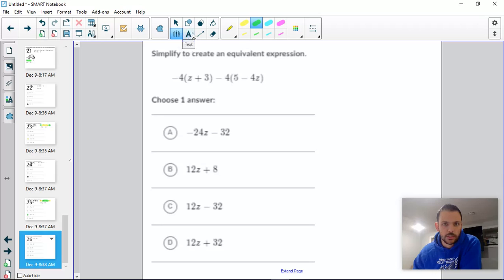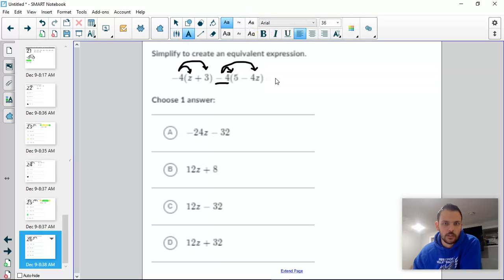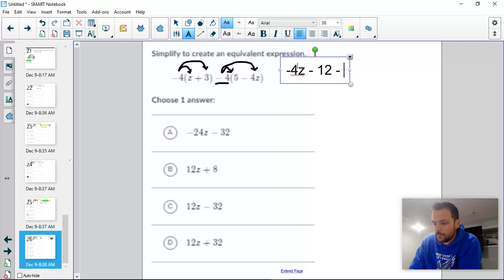All right, last one here for us to do together this week. Negative 4 times z, negative 4 times 3, also negative 4 times 5, and negative 4 times the minus 4z. Right, so negative 4 times z is negative 4z. Remember, when there's not a number in front of the z, it's a 1z. So negative 4 times 1 is negative 4. And then we still have the z. Negative 4 times positive 3 is minus 12. Negative 4 times 5 is minus 20. And negative 4 times negative 4 is positive 16z.